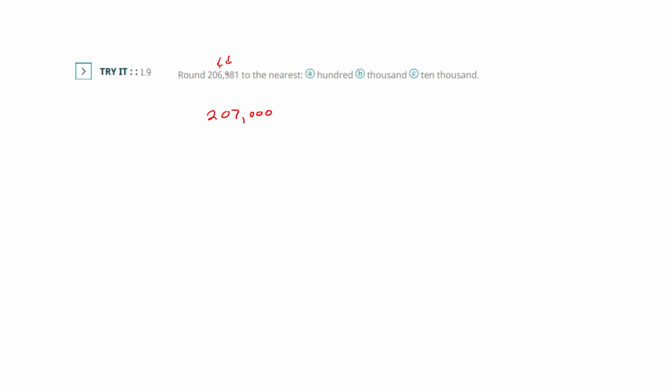Well, that's a 9. That's going to take me up. And once again, it's going to make it this. 10,000th place would be the 0. If I look behind the 0, I see a 6. Well, that's taken me up. So I'm going to go to the next highest 10,000th place. Everything else becomes a 0.